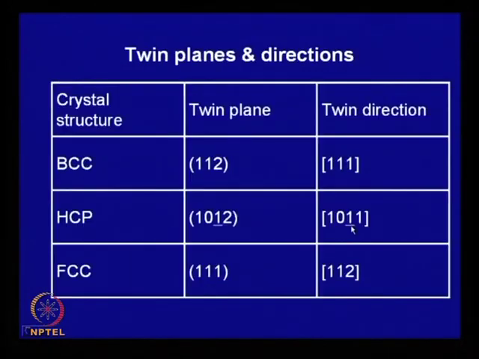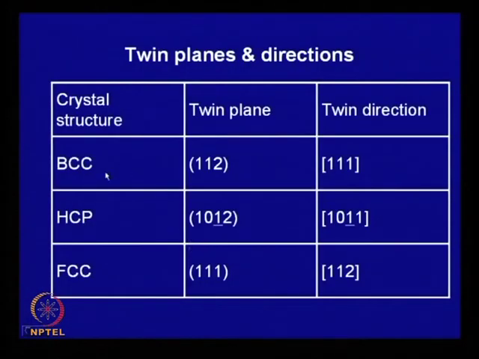Twinning also, like slip, takes place on specific crystal planes along specific directions, which are listed here. For BCC, the twin plane is 1 1 2, direction is 1 1 1. For HCP, the twin plane is a prism plane 1 0 1 bar 2, the twin direction is 1 0 1 bar 1, whereas in face centered cubic, the close packed plane 1 1 1 is the twin plane, and the twin direction is 1 1 2.